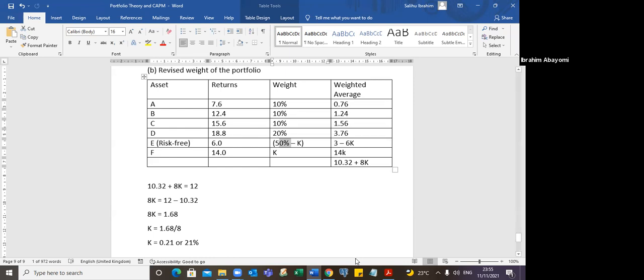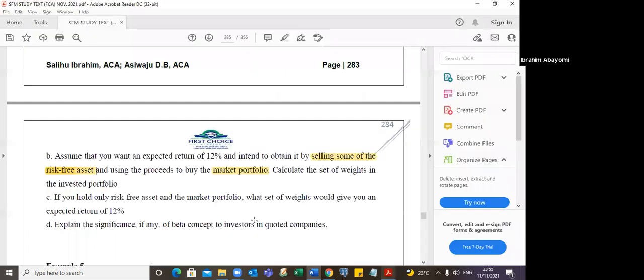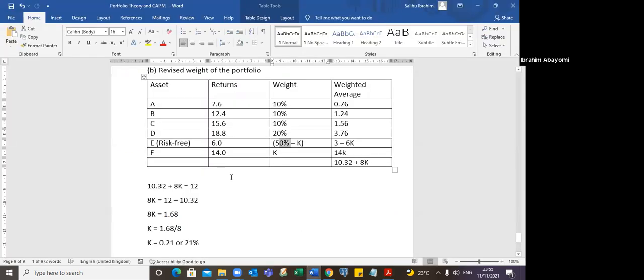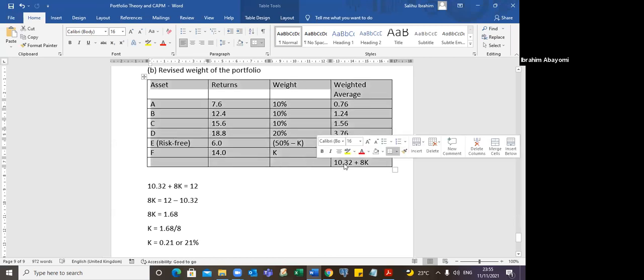Now, the question does not stop there. The question says, calculate the set of weights in the invested portfolio. So what will now be our weight? I will copy this one. Look at what will be our weight now. I just copied this one.